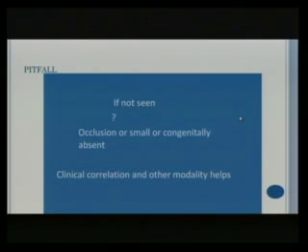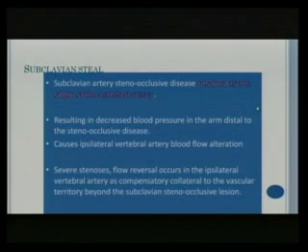So you want to go with the worst possible prognostic feature and have a CT angiography done if there is non-visualization of the vertebral artery. Now coming to the subclavian steal phenomenon, all of you know that, and we'll go through that again.